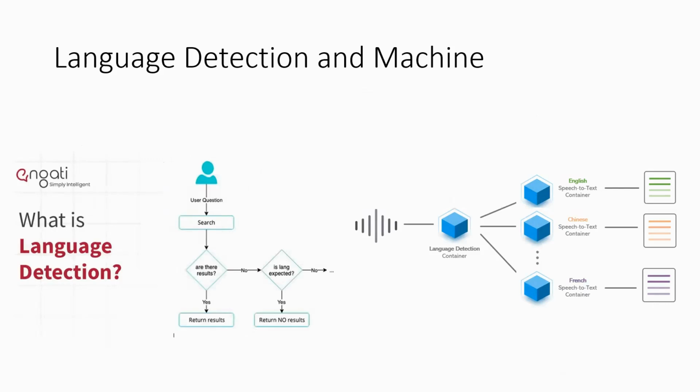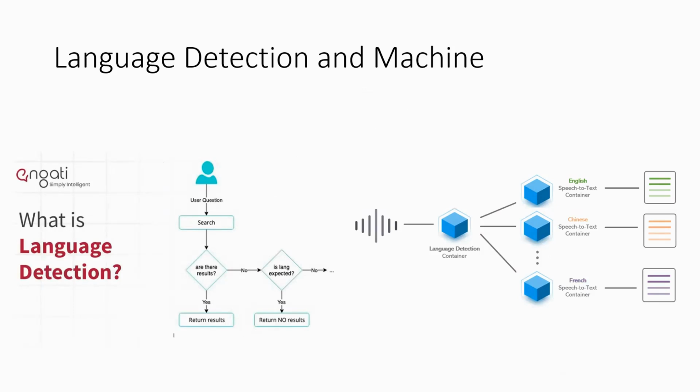So language detection and machine translation. What is language detection? It is like a search engine. We can say if you search anything anywhere, it returns something for us. So if the user asks any question to the search engine, it detects our language. Like if I ask in Telugu, I want my language, so it detects it and recognizes speech in all languages. Whatever language you want, it considers the language, and the search results are returned to the user.